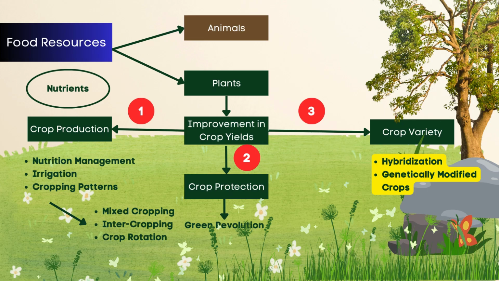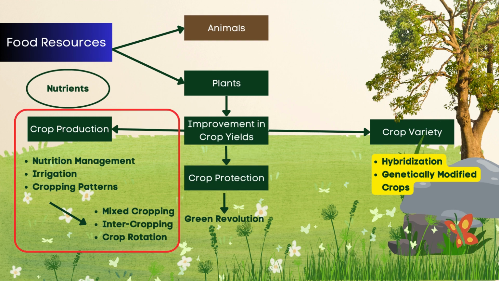And the third is crop variety improvement, that is how we can improve the varieties of crops. So what are the three major aspects of the improvement of crop yields? One, crop production management. Two, crop protection management. This is production and this one is protection management. Third one is crop variety improvement.